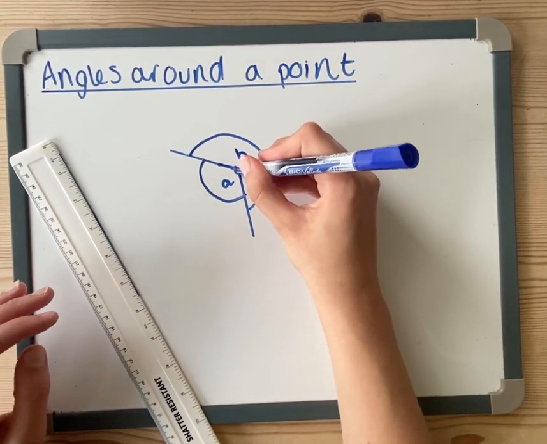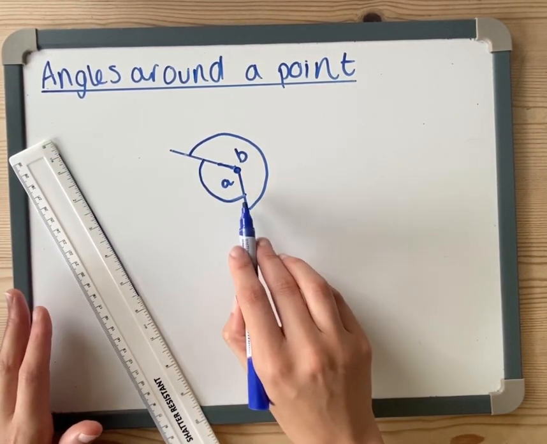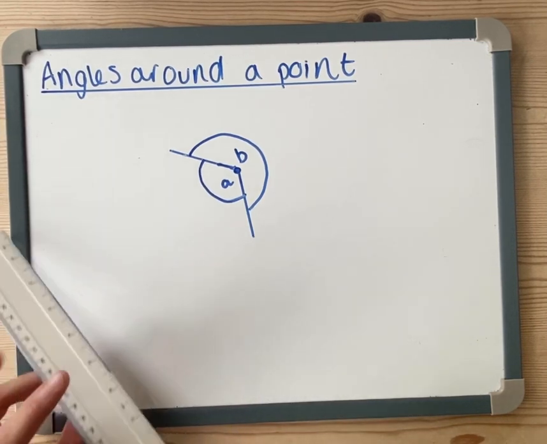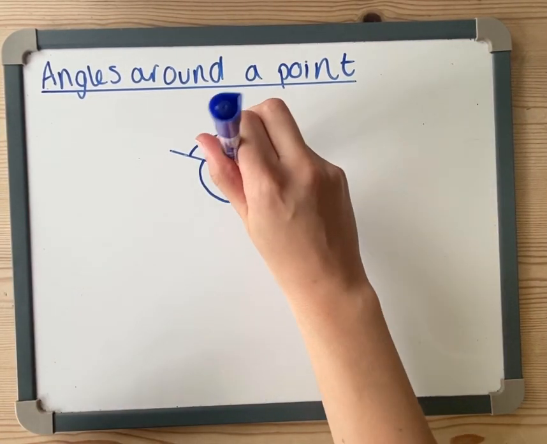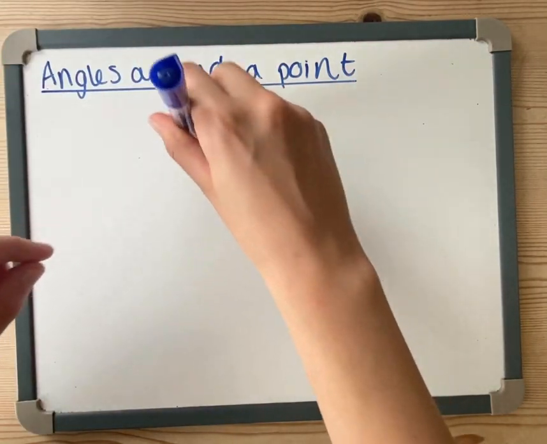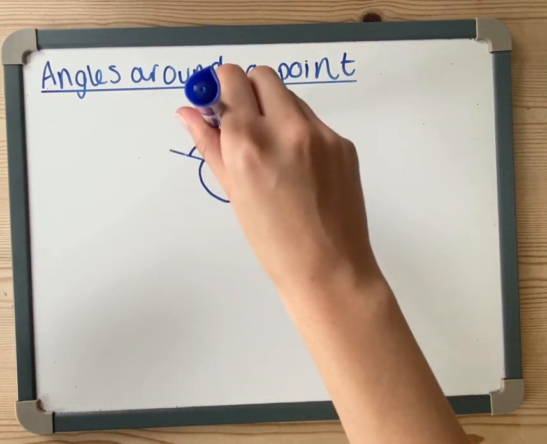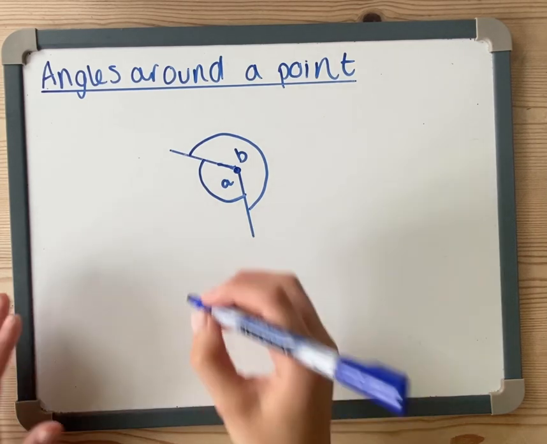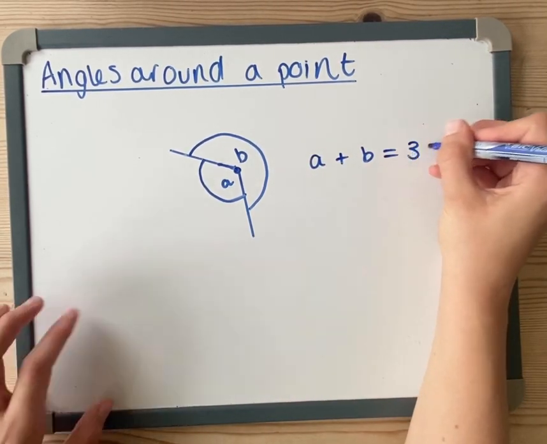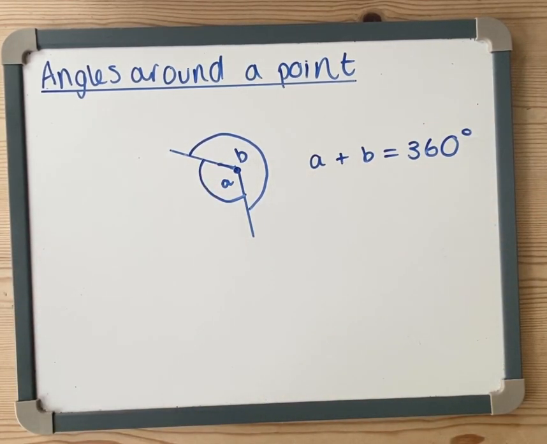So we've got angles around a point. There's our point in the middle. We've got some kind of lines coming off there, and we've got this angle and this one. What do you think those two angles will add to? Bearing in mind we've got a point there and we're going all the way around in a circle. We've gone all the way around. What do you think that angle is? It's a full turn, 360 degrees. So that angle and that angle add to 360 degrees.